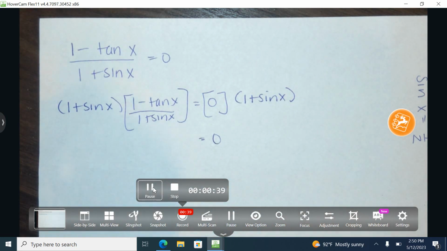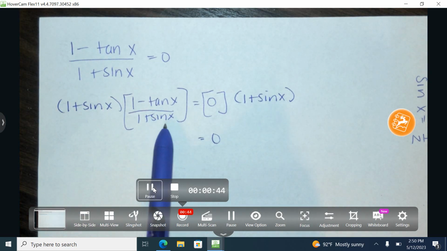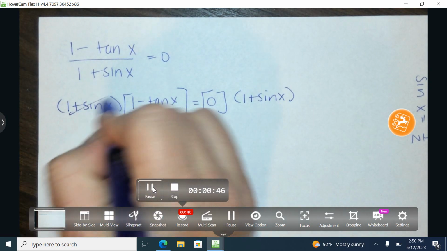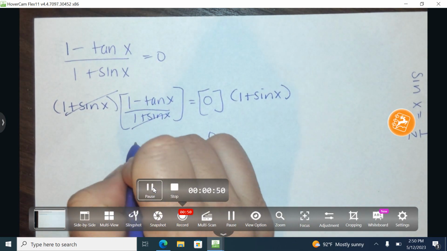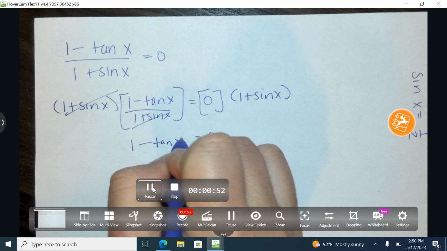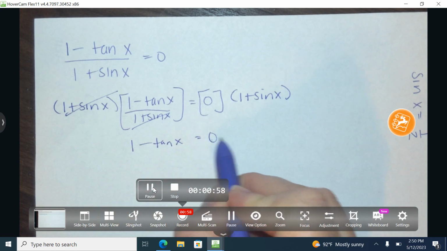On the left-hand side, the quantity 1 plus the sine of x in the numerator and the quantity 1 plus the sine of x in the denominator, they cancel out, they're going to simplify to 1. And I'm left with 1 minus the tangent of x. So I'm going to move 1 to the opposite side by subtracting. When I move the 1 over, 0 minus 1.